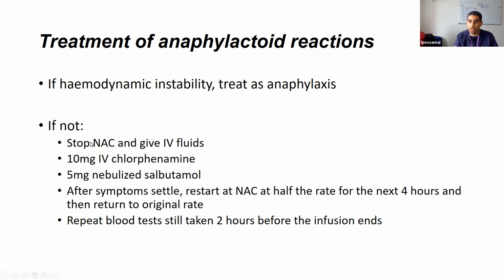So at that point, you can pause NAC, give some fluids, some intravenous chlorphenamine, maybe some nebs if they're a little bit wheezy. And once their symptoms have settled, you are safe to restart NAC, at half the rate for the next 4 hours, and then return to the original rate. Be mindful, obviously, that that particular bag will become prolonged. So you'll need to just adjust when you take repeat blood tests, still doing it 2 hours before.